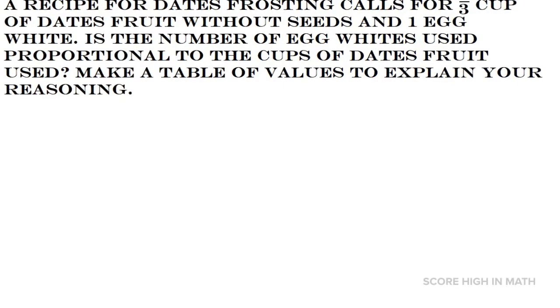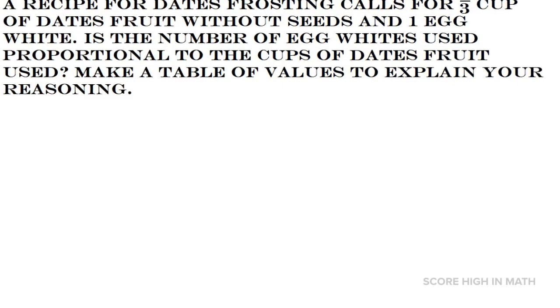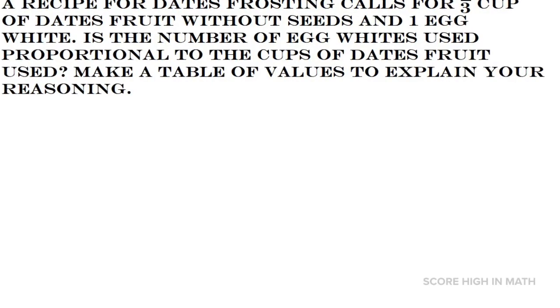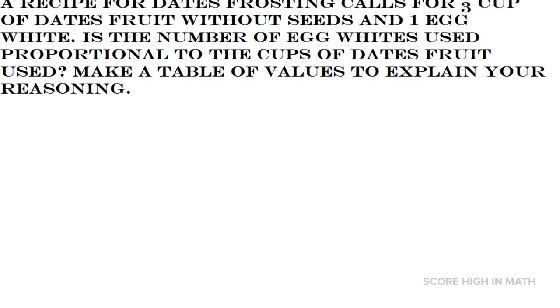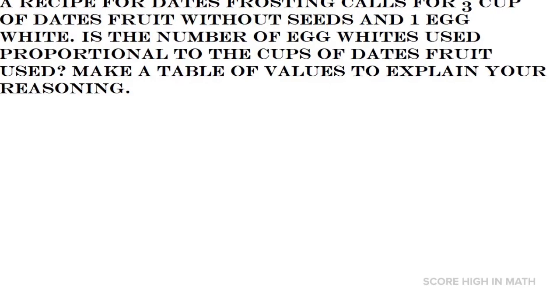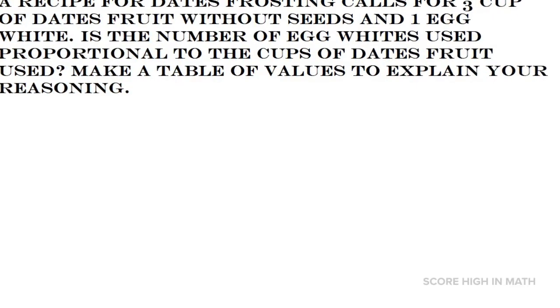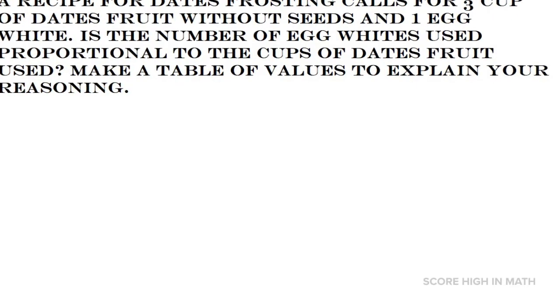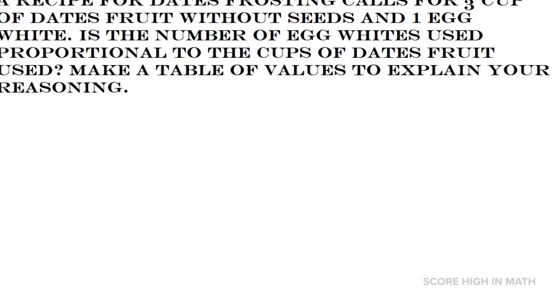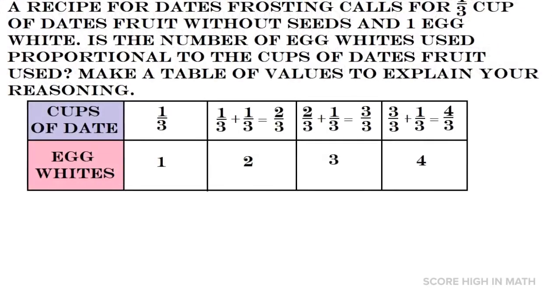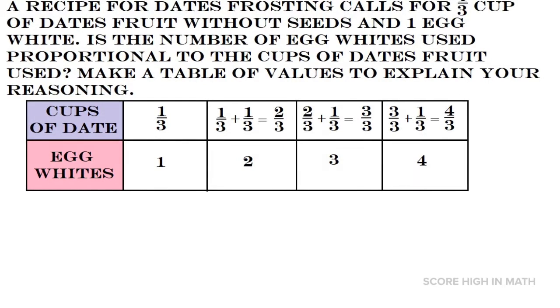A recipe for dates frosting calls for 1/3 cup of dates fruit without seeds and 1 egg white. Is the number of egg whites used proportional to the cups of date fruit used? Make a table of values to explain your reasoning. Drawing a ratio table, the first row indicates the cups of dates and the second row indicates the egg whites.